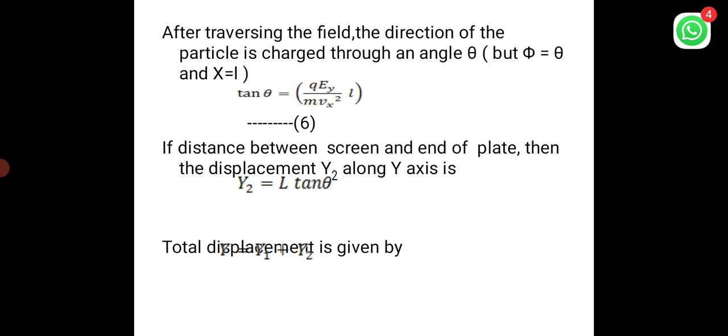After traversing the field, the direction of the particle is changed through an angle theta, but phi equal to theta and x is equal to L. So tan theta is equal to QEy by m Vx square into L. Let it be equation 6. If D is the distance between screen and end of plate, then the displacement y2 along y-axis is y2 equal to D tan theta. So the total displacement is given by y equal to y1 plus y2.